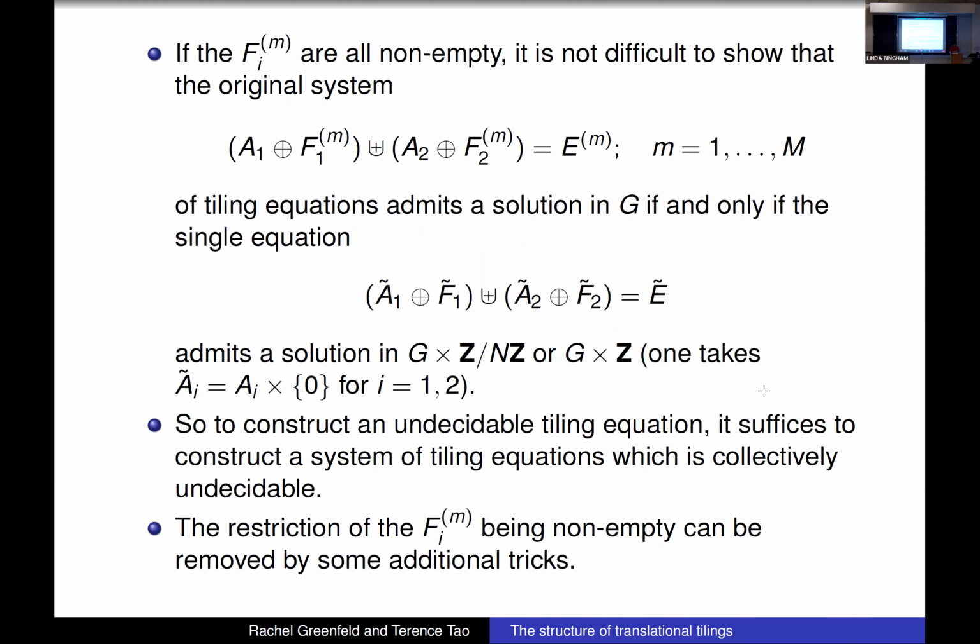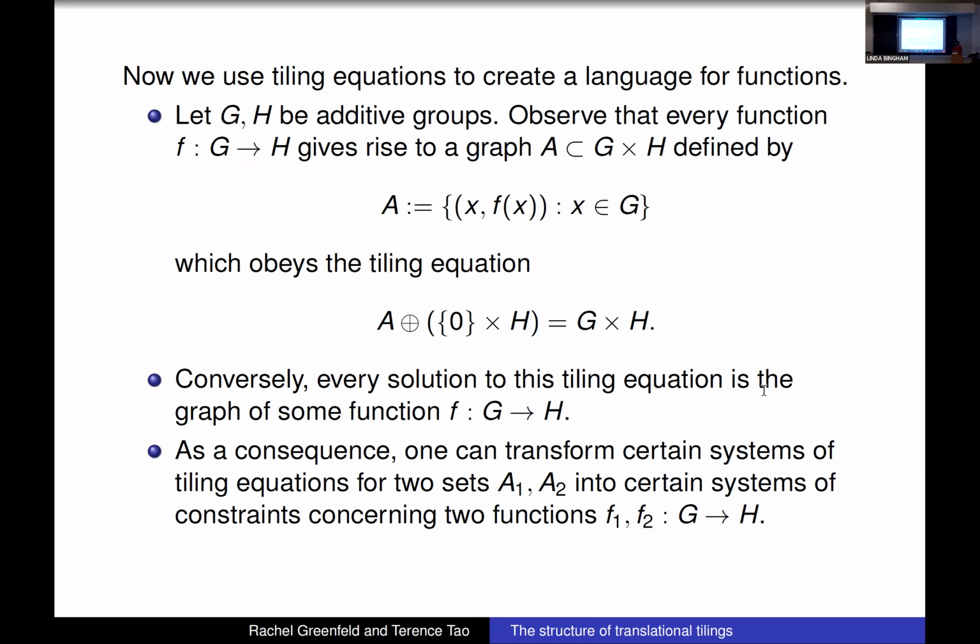Okay, so we just have to develop a tiling language. The first thing to observe is that tiling equations encode within them the language of functions. You see, whenever you have two groups, G and H, and you have some function from G to H, that function generates a graph. Given a function f from G to H, you can create a graph, which I called A here, the set of all points (x, f(x)). And this graph obeys the vertical line test. Every vertical set {x} cross H intersects this graph exactly once.